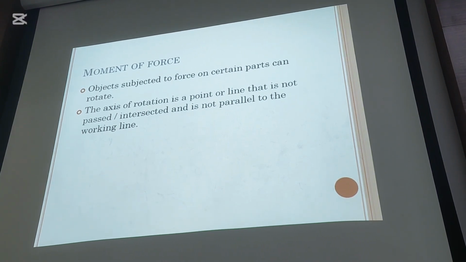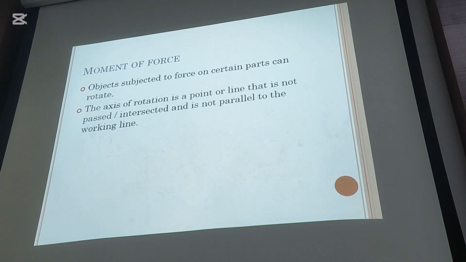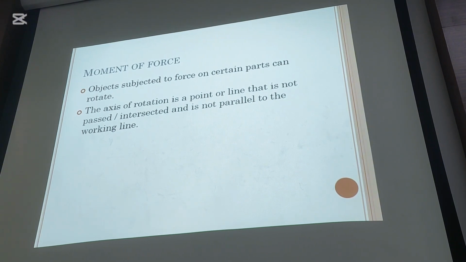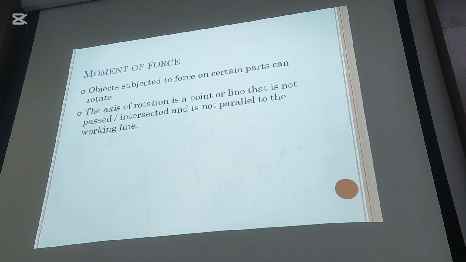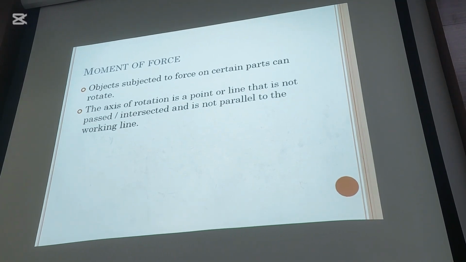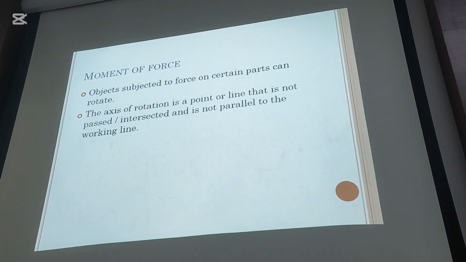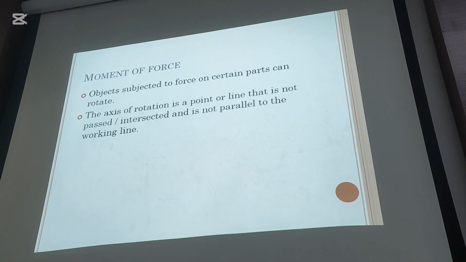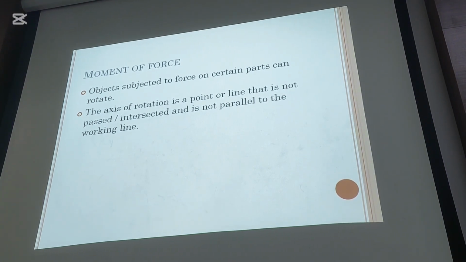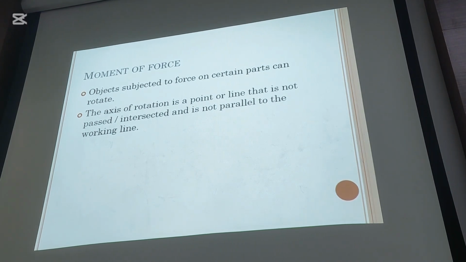The axis of rotation is a point or a line that is not passed or intersect, and it is not parallel to working line. So the axis of rotation is usually the axis that we want to see. What's the moment? And also usually it's the place where the critical point of a structure that we need to know how strong it is, because that structure has to endure this rotation effect.